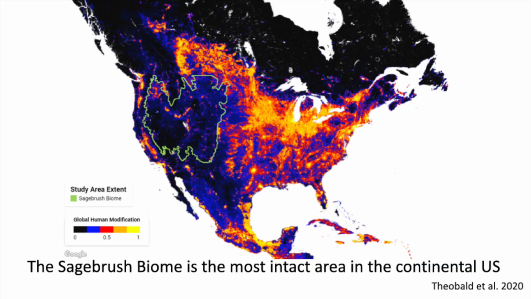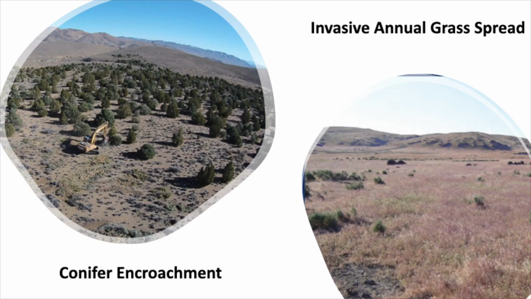Okay, so stepping back, we saw a little bit of the slide from Kevin, but I really wanted to make the point that the sagebrush biome is the most intact area in the continental US. So this map shows human modification, and darker areas have less human modification. And the sagebrush biome is outlined in that lime green color. And you can really see it has markedly less human modification than the rest of the US. But that doesn't mean that this biome is without its threats.